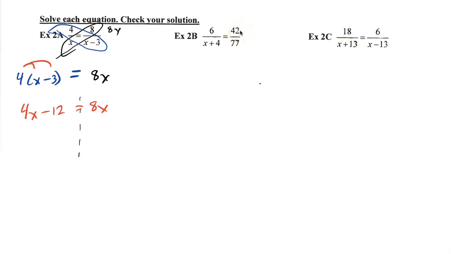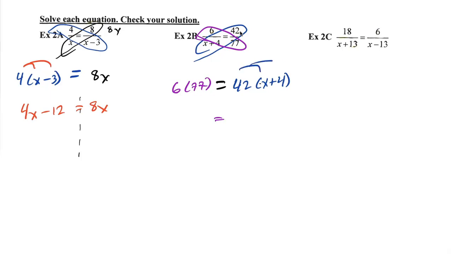So same thing here. Right? There's my equal sign, we'll bring that straight down. And we're going to multiply these two together. So I'm going to get 42 times x plus 4. And I'll multiply these two together, and I'm going to get 6 times 77. I get some big numbers here. And then we're going to distribute. So 42x plus 168. And 6 times 77, which is 462.